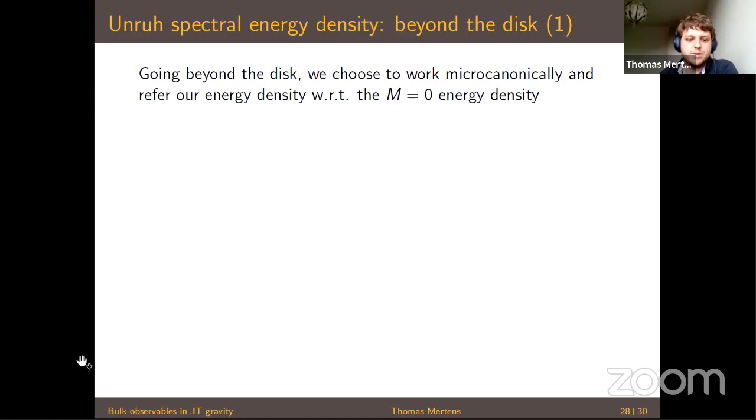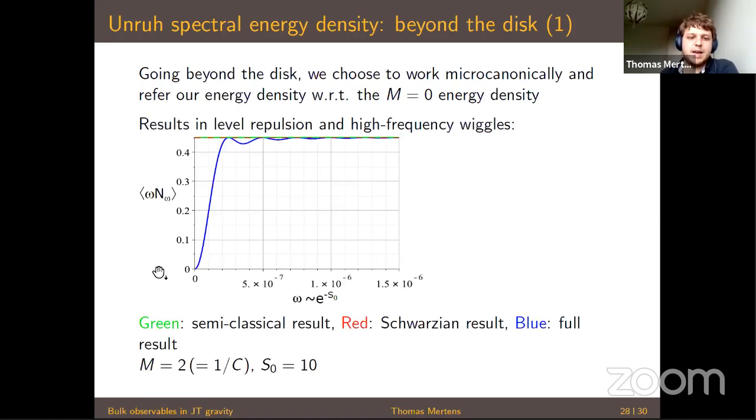Okay, and then for my final slide before I reach the conclusion. The past few slides have been about, at the disk level, this energy spectral density. You can again go beyond the disk and include these higher topology or random matrix effects. I'll just show you the plot here.